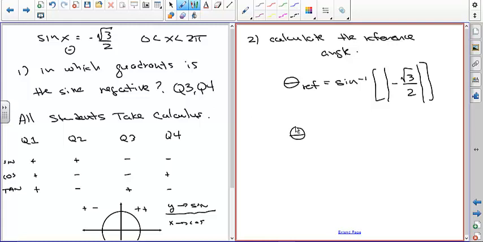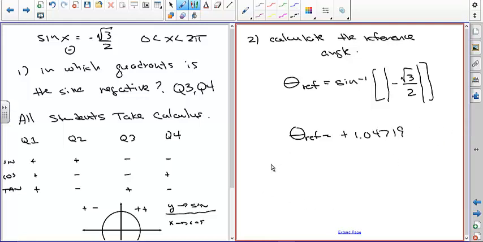And if I do that, so inverse sine, try this on your calculator, inverse sine of positive the square root of 3 over 2, square root of 3 divided by 2, and I get plus 1.04719 something. Okay, so that's my reference angle.